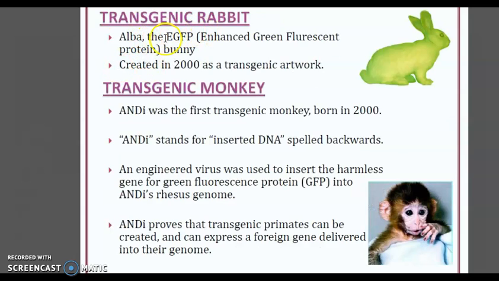Next is the transgenic rabbit Alba, the enhanced green fluorescent protein bunny created in 2000 as a transgenic artwork. Then there is transgenic monkey Andy. It stands for inserted DNA when spelled backwards. An engineered virus was used to insert the harmless gene for green fluorescence protein into Andy's rhesus genome. Andy proves that transgenic primates can be created and can express a foreign gene delivered into their genome.